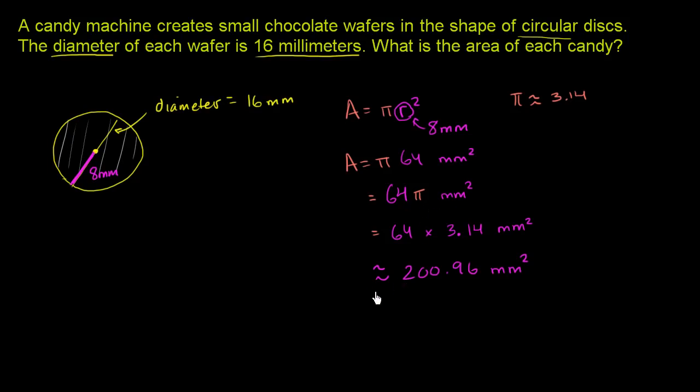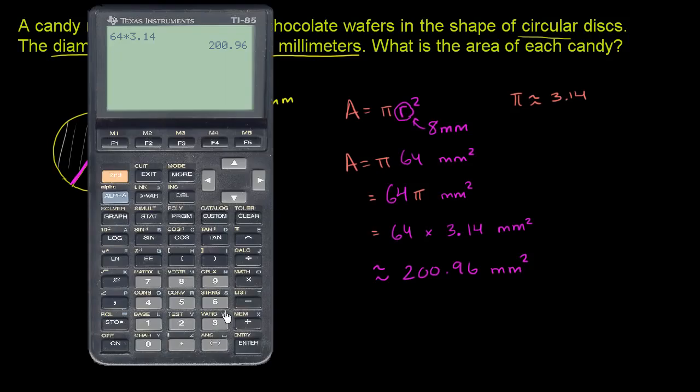on and on and on forever, we could use the calculator's internal representation of pi, in which case we'll say 64 times, and then we have to look for the pi in the calculator. It's up here in this yellow, so I'll do this little second function. Get the pi there. Every calculator will be a little different, but 64 times pi. Now we're going to use the calculator's internal approximation of pi, which is going to be more precise than what I had in the last one.